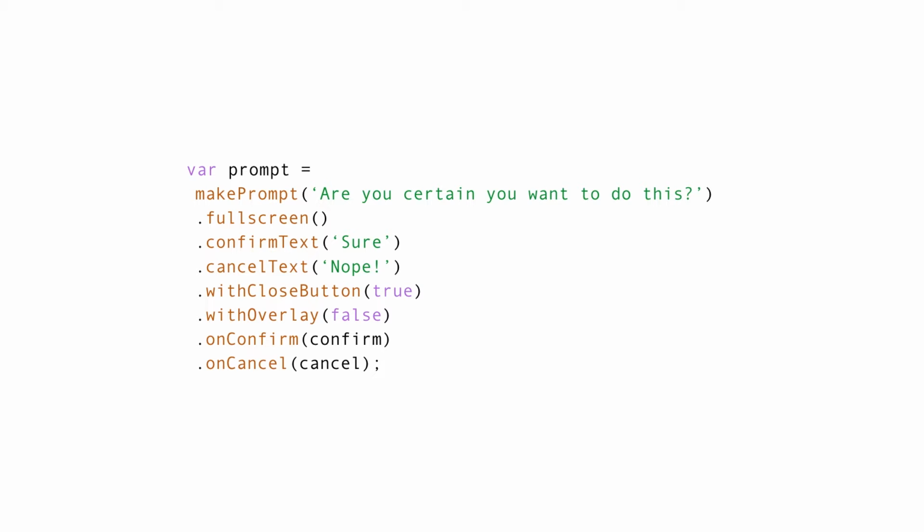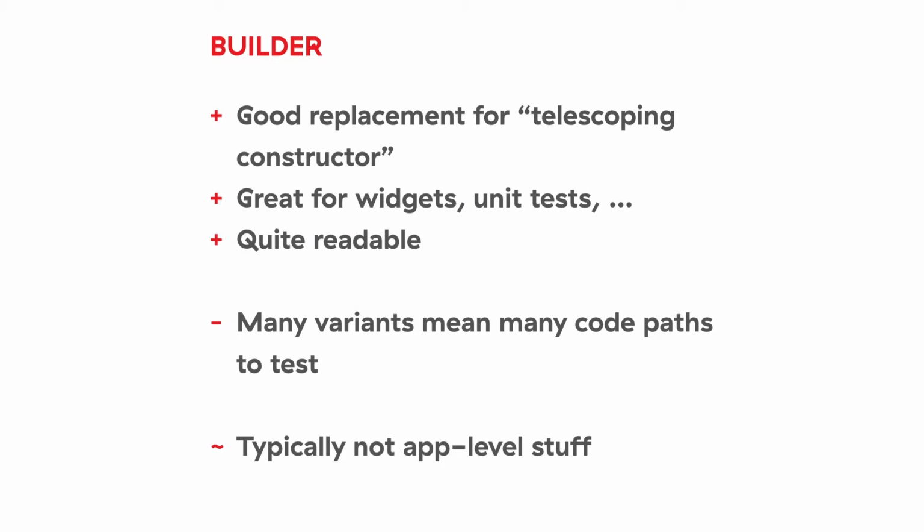And this is very readable. And it replaces something called a telescopic constructor. Does anyone know what this is, a telescopic constructor? It's basically when you have a constructor which takes like 20 parameters. And that's where it gets the name from. And it's great for designing widgets, for example, prompts, models, and so on.